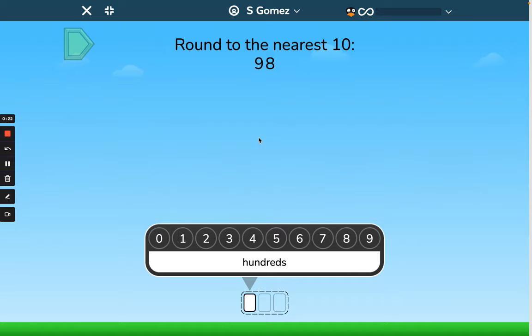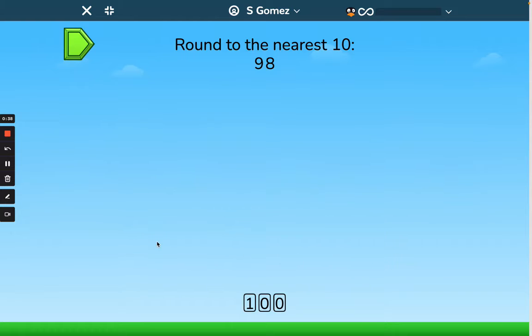Same thing, we look at the number in the tens place. I see there's a 9 there. And I'm going to ask myself, does this number round up to 100 or down to 90? I know that 98 is a lot closer to 100, and the number in the ones place confirms that. So I'm going to put in 100.